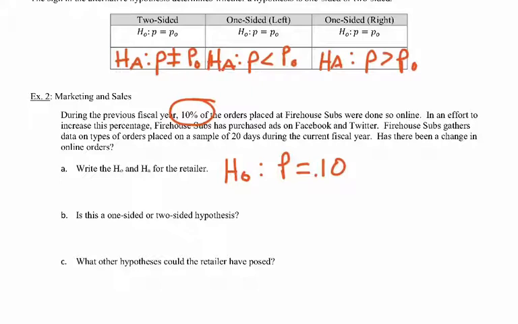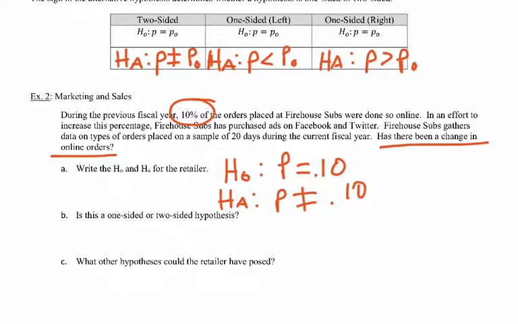So which one of the alternatives you're going to choose depends on how the question is phrased. So when it says, has there been a change in online orders? Change means it could have gone up or it could have gone down. So the alternative then would be that P is not equal to 0.10. It could be higher, it could be lower. So that would be a two-sided alternative hypothesis. It's just not equal to. It's changed from the 10%.